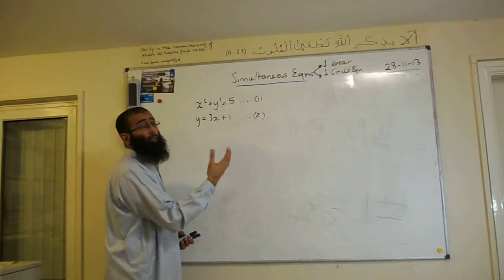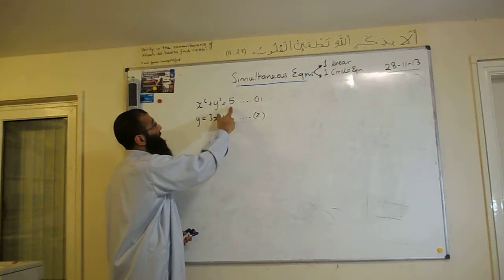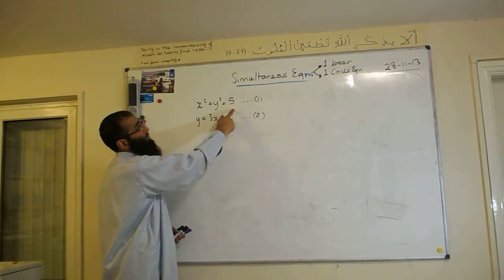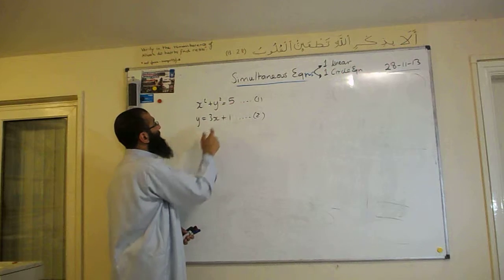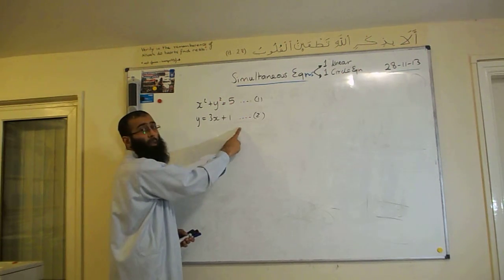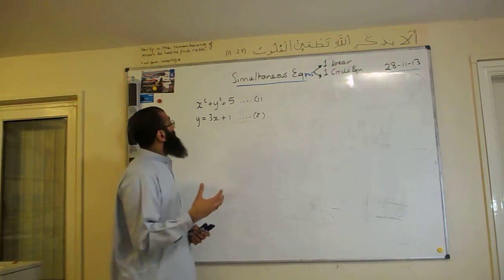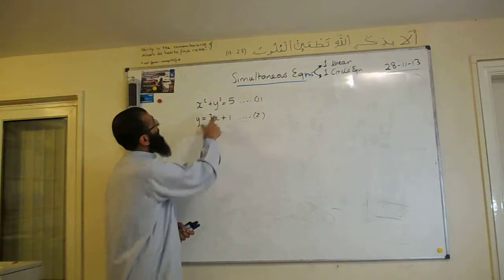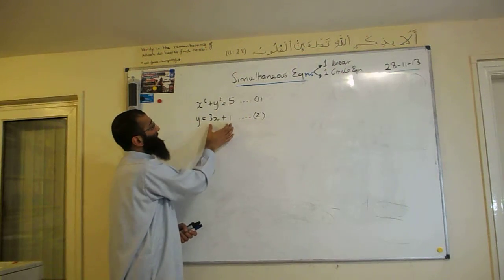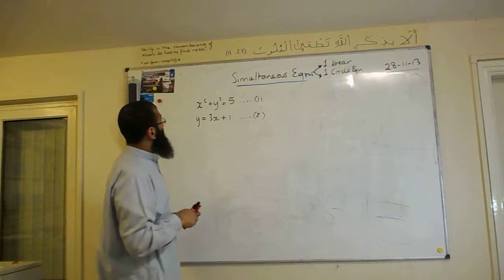So let's have a look at what we have here. First of all, we have x squared add y squared equals 5. This is the equation of a circle. We have y equals 3x plus 1. This is a linear equation, or a straight line equation. So we're going to eliminate the y in the first equation by substituting this into it.